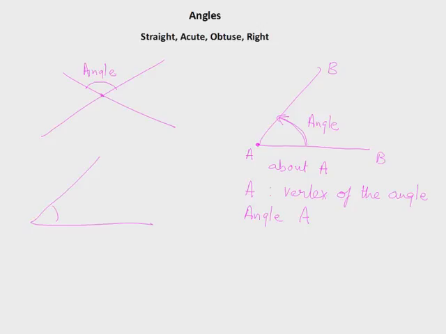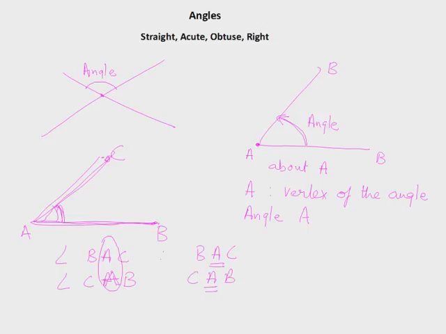I could, however, name the angle using 3 points. I could have this vertex point as A, this point is B, and this point is C. And then I could name the angle as angle BAC or angle CAB. That means I'm starting at B, going to A, and then going to C. Or I'm starting at C, going to A, and then going to B, tracing out the angle. In both cases, the vertex is the middle point of the triad. BAC means A is the vertex. CAB again means A is the vertex.